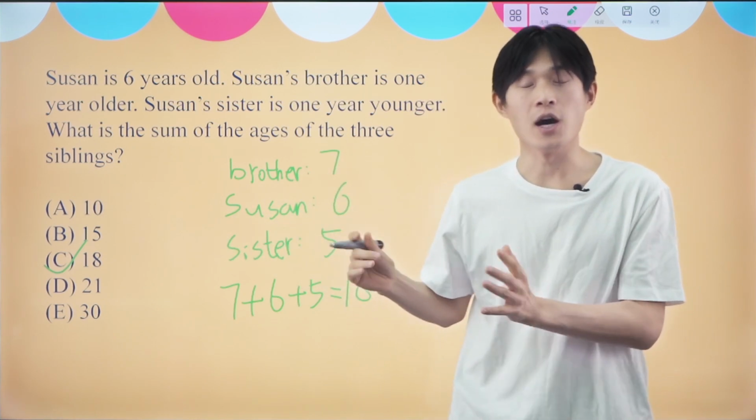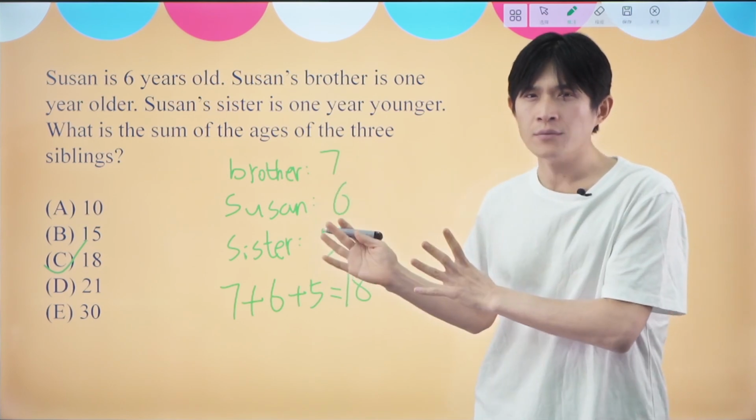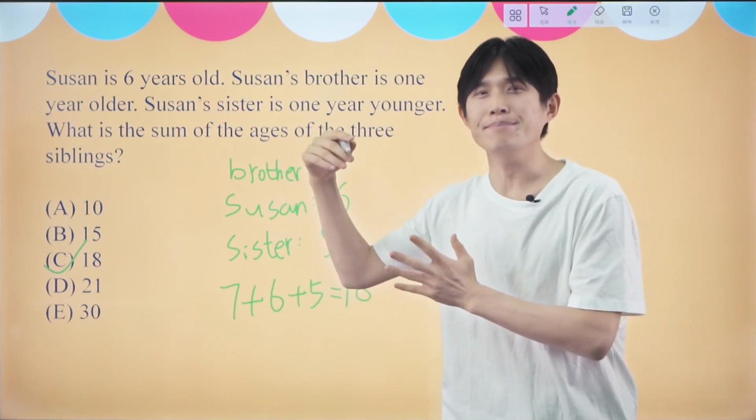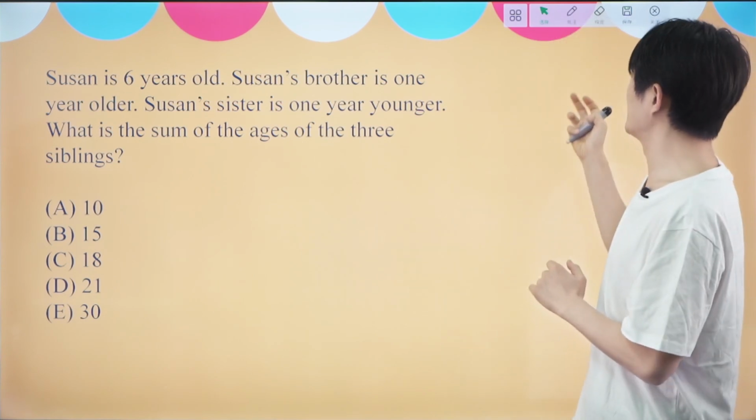So this is how you solve this age word problem. 1 year older, you need to add 1. 1 year younger, you need to minus 1. Okay, now let's work on the second question.